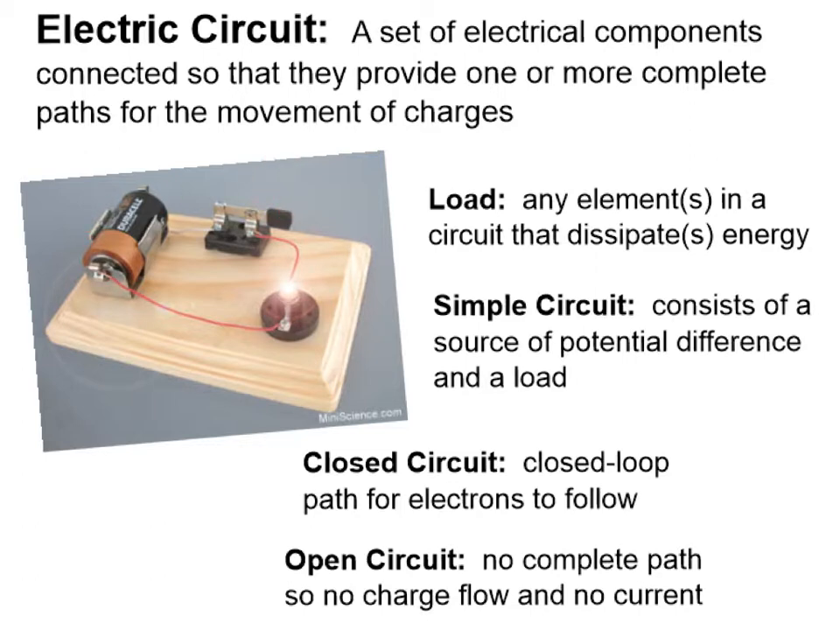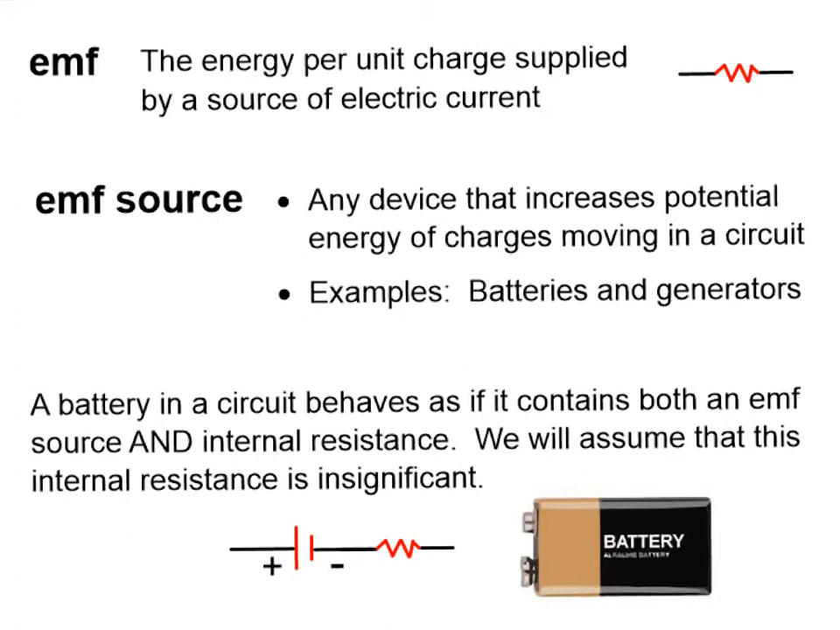If we were to open this switch, or if we were to cut one of these wires or remove them from being connected here, we would then have an open circuit where we have no complete path. So no charge can flow and there is no current in an open circuit. You've probably seen this term before, EMF in lowercase letters. EMF of a circuit is simply the source of potential difference in electrical energy in that circuit. The EMF source, some examples of that would be batteries and generators, any device that would increase the potential energy of charges that are moving around in the circuit.